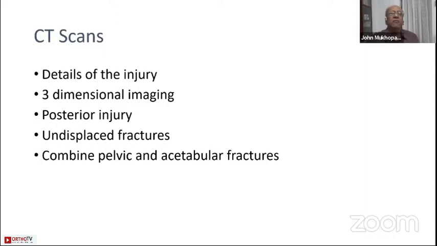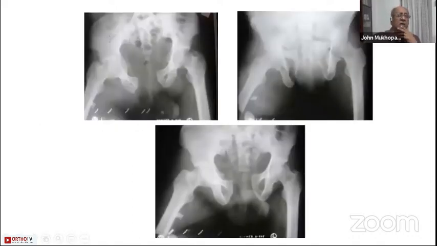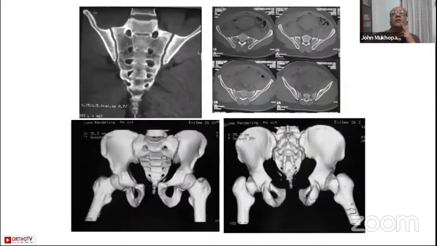Now, where does CT come in? Of course, we all know that CTs are important, but basically, apart from the X-rays, which we talked about in detail in the earlier talk, you need CT scans for the details of the injury. It gives you a three-dimensional picture and imaging of the injury. Posterior injuries are difficult to make out on X-rays. Undisplaced fractures may be difficult, and combined pelvic and scapular fractures are difficult. So just to look at what details it provides you, there's an open book type of injury in a patient.